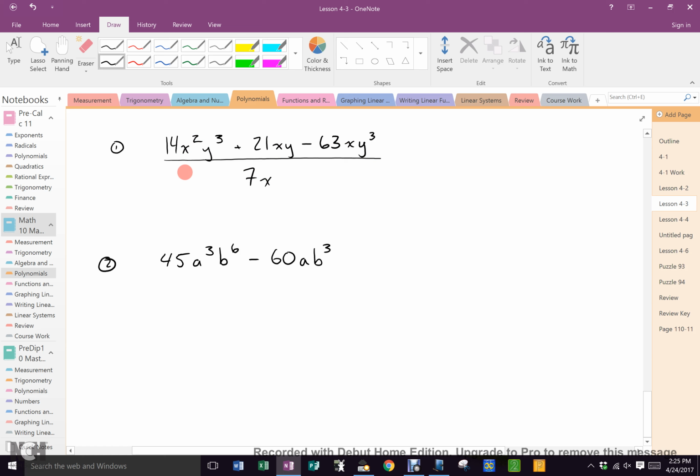What's the Y's here? So how many Y's can I take out? 3? No, because this guy only has 1. Then I rewrite it. GCF out here, and then all the answers. 14 divided by 7 is 2. X squared over X is 1X. Y cubed over Y is 2 Y's.